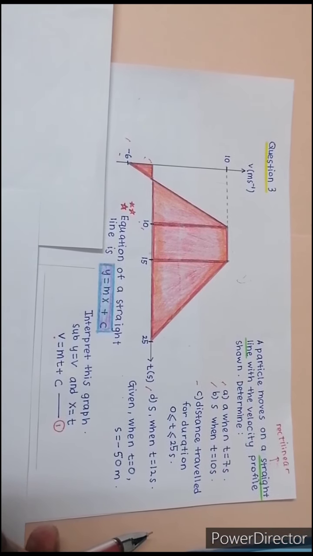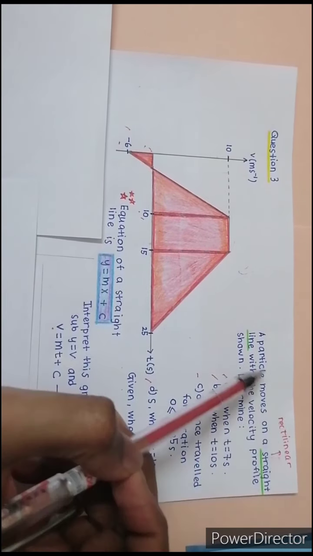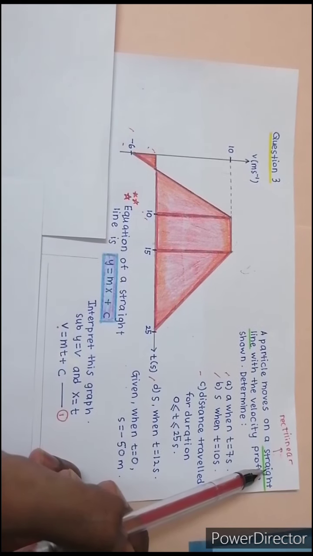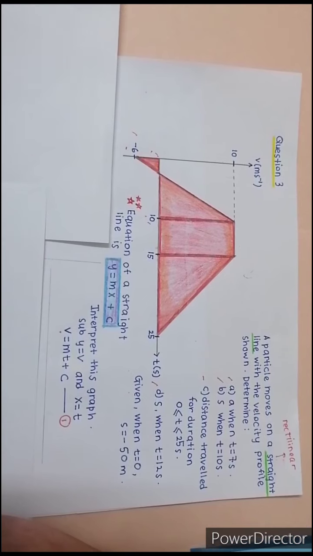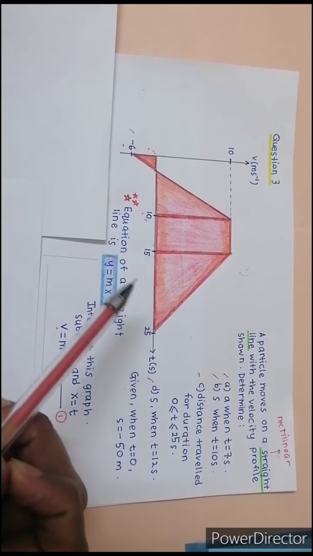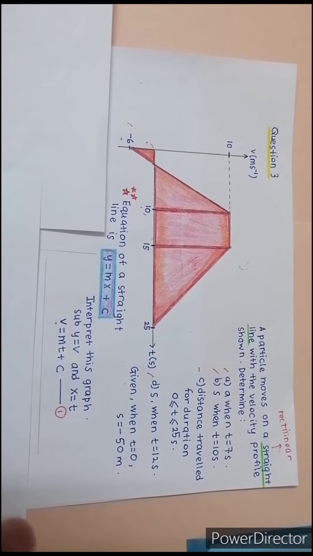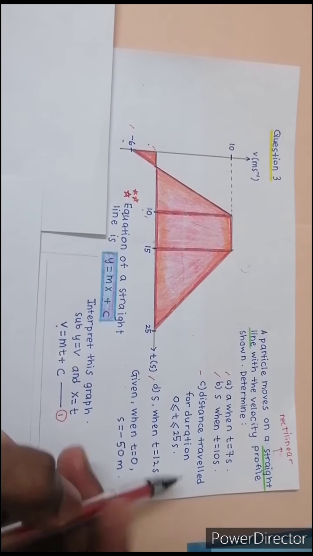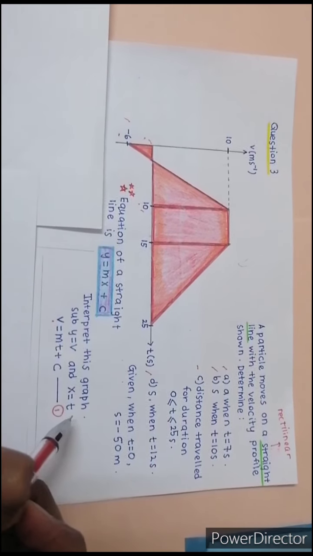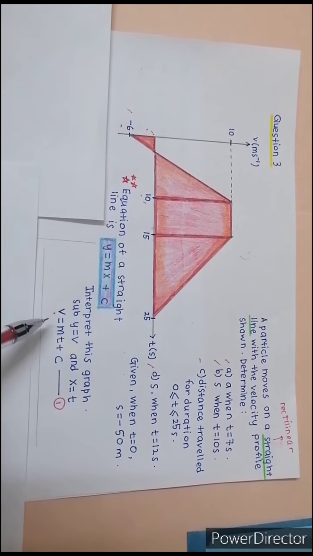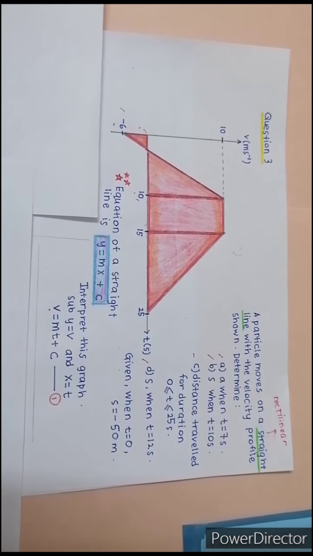To be noted also that for this question it says the particle moves in a straight line, which you need to consider as rectilinear motion. So the equation of a straight line, which is y equals mx plus c, is needed also. Interpreting this graph, as y equals v and x equals t, we get the equation v equals mt plus c as our equation number 1.